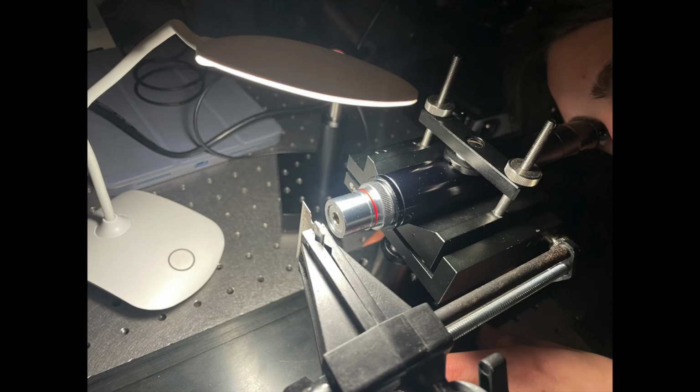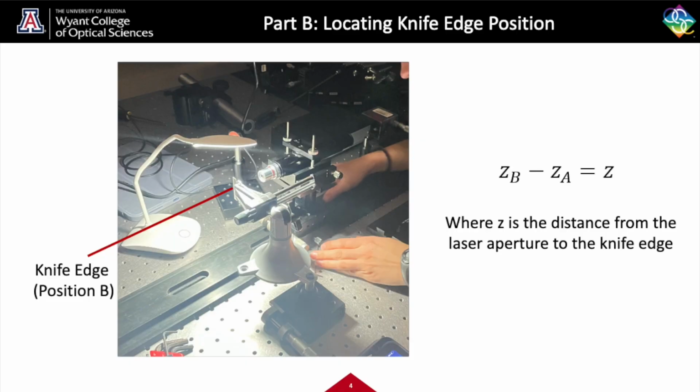If we focus the microscope reticle on the knife edge, we can use the microscope position and the focal distance measurement from earlier to obtain the position of the knife edge along the optical rail. We call this position B. Subtracting position B from position A gives us Z, the axial distance from the laser.